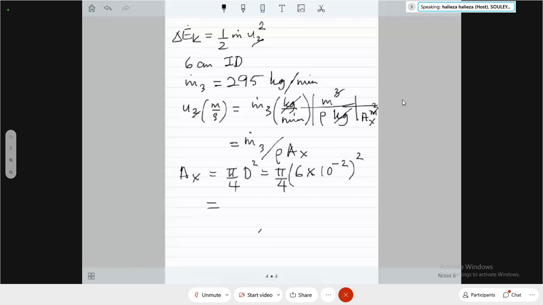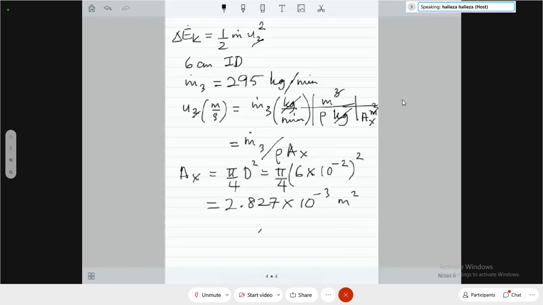I'm not sure what the area is. Is it given in your textbook? Yes, it is given. 2.8274 times 10 to the power of negative 3 meter square. Thank you, Sulaiman. So that's the cross-sectional area. Your density of water, anybody? 1,000 kilogram per meter cubic.